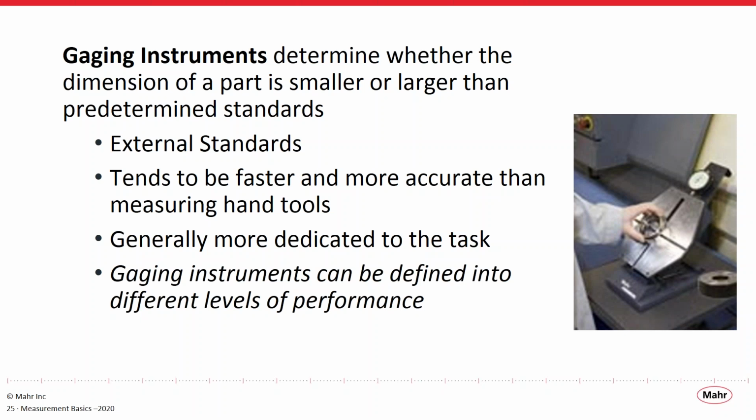Now, gauging instruments, like we said before, determine whether a dimension of a part is smaller or larger than the standard. So in this case, the gauge has external standards. You can see the master ring down by the gauge on the lower right of the picture here. But they tend to be faster and more accurate than measuring hand tools because it's a little more dedicated to the process. And gauging instruments can be divided into various levels of performance. I think we can talk about them as being good, better, and best, and we'll look at some of those.